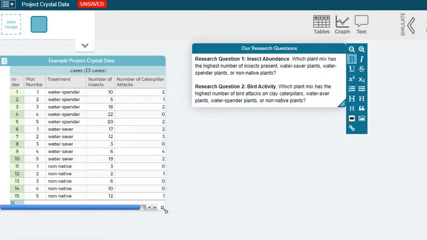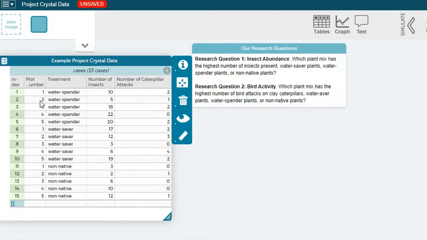Then to answer these questions, we have the data that you helped collect. In all of our different replicate plots and the different treatments, water spender plants, water saver plants, and non-native plants, we have the number of insects collected from each sample and the number of caterpillars with attack marks from each of those plots. So to answer our first question about the number of insects, we need to know where we had the most and least insects between the 3 plant type treatments.